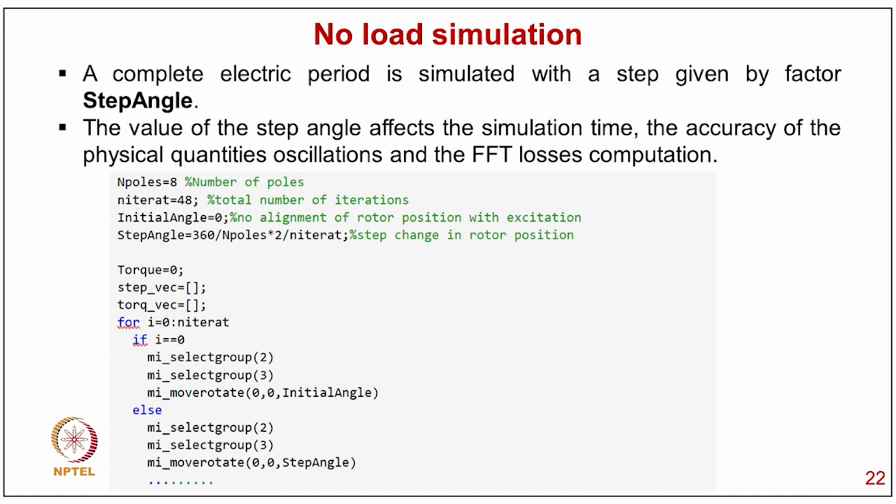step_back, torque_back, and then for i equal to 1 to n_iteration, if i equal to 0, mi_select group 2, mi_select group 3, mi_move rotate (0, initial angle), else mi_select group 2, mi_select group 3, mi_move rotate (0, 0, step angle).